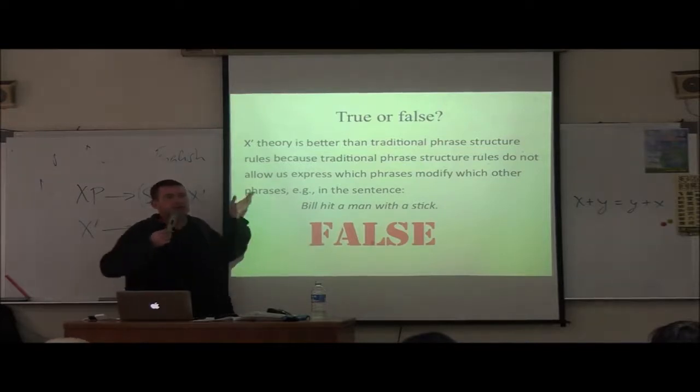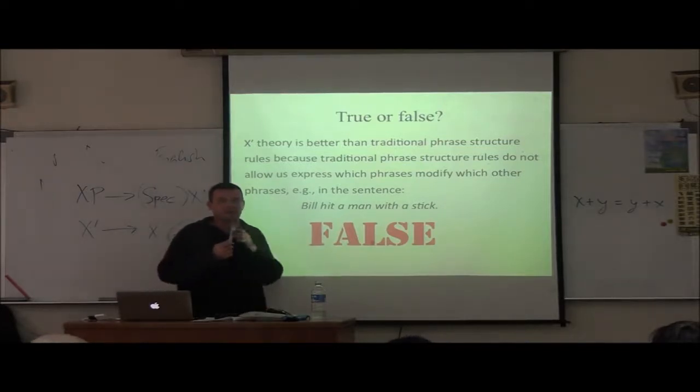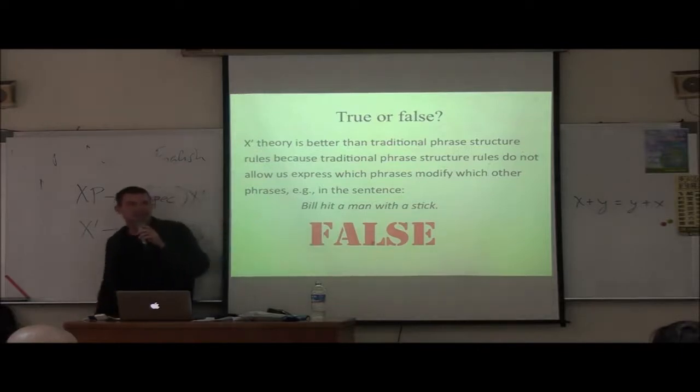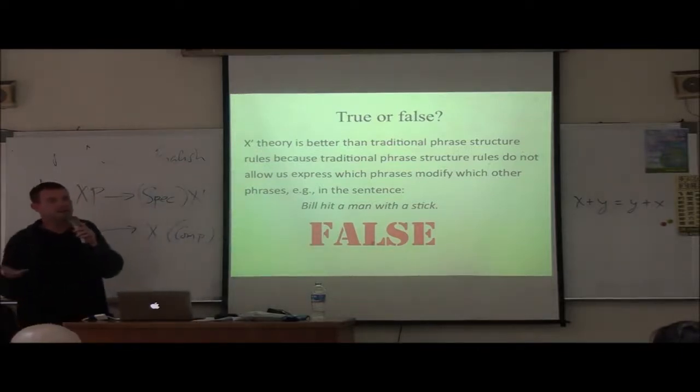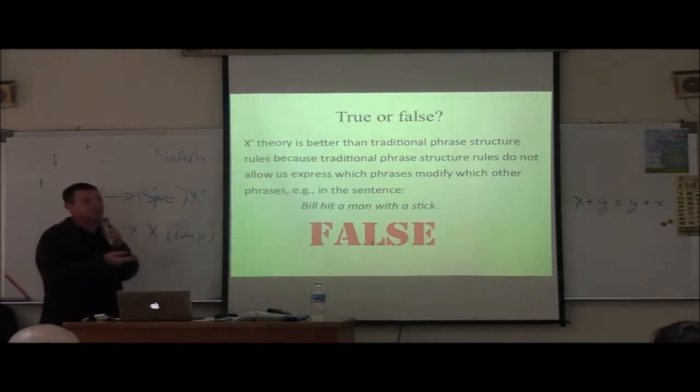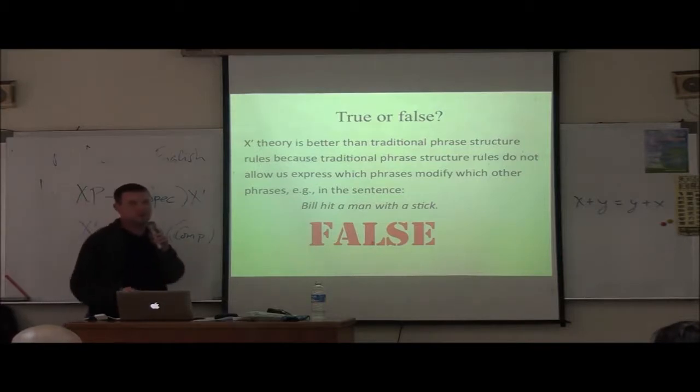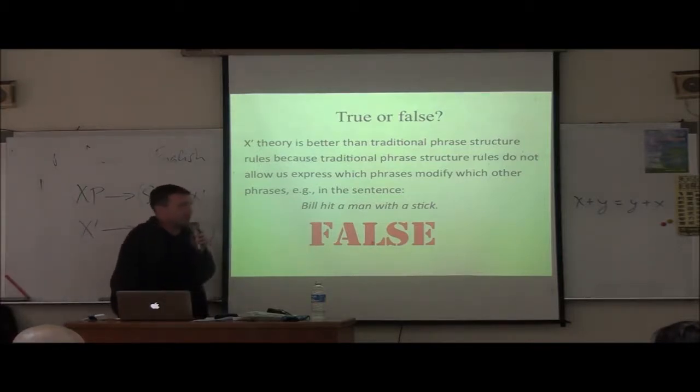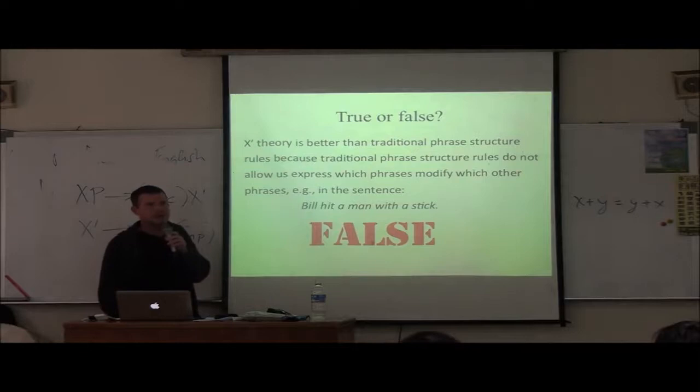That's what phrase structure rules were for, right? The reason we started with these trees is to represent what constituents were and what constituents modified which other constituents and so on. So that was not the problem. That was what it was good for. X bar theory can do that too, but traditional phrase structure rules didn't have a problem with that.